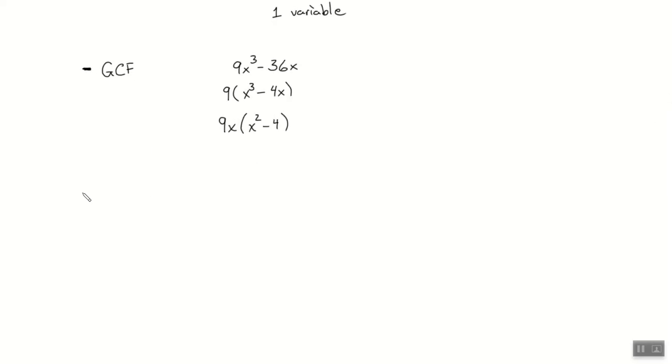We're going to take a big jump here, and we're going to skip over the binomials for now, and we're going to discuss briefly trinomials.